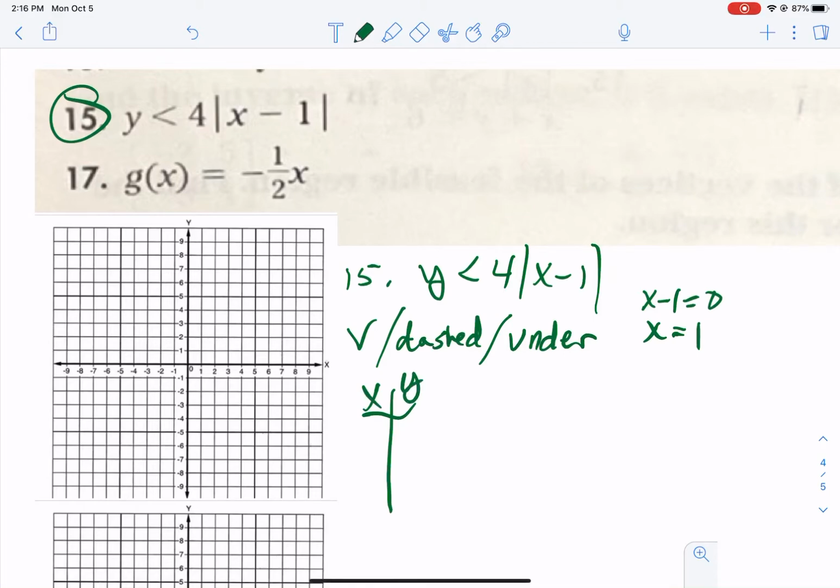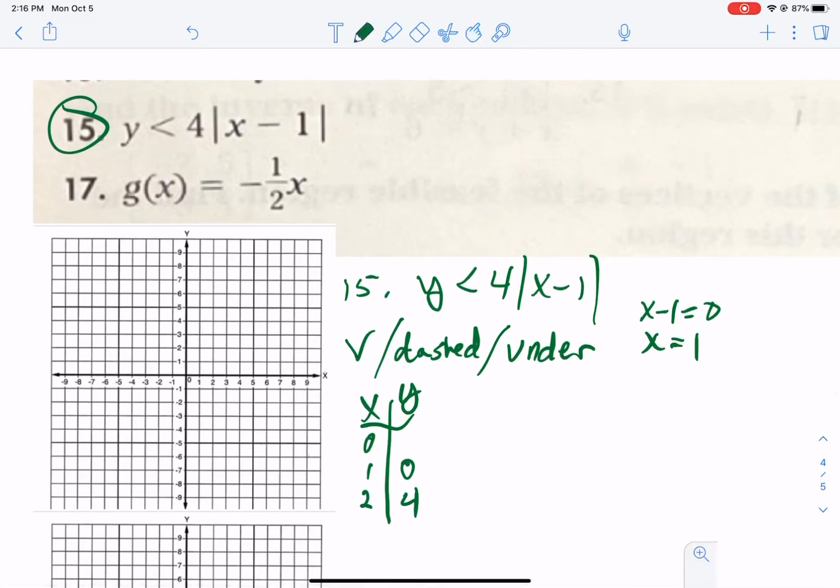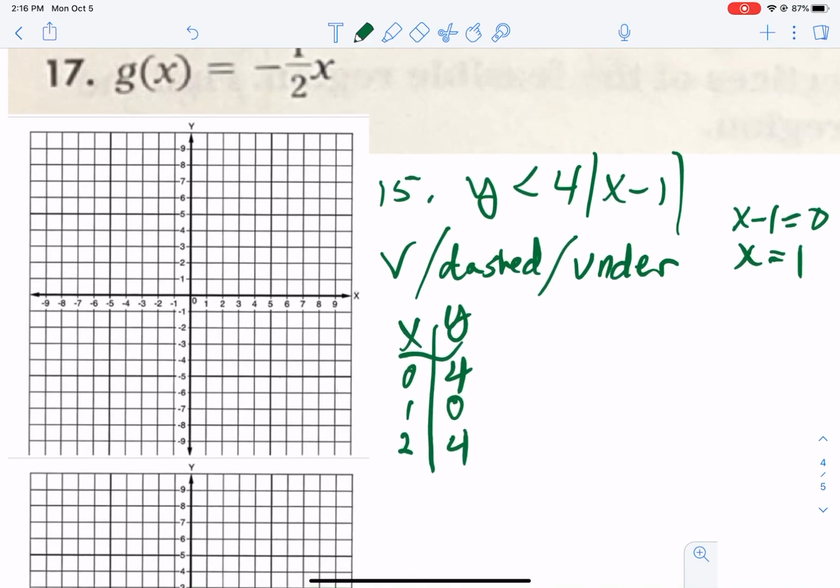So for an absolute value, you definitely want to plug in 3 points. The center, one above it, and one below it. So 0 is below it, and 2 is above it. If I plug in 1, I get 0. When I plug in 2, I get 4. When I plug in 0, I get 4. See that symmetry that I was talking about in that last problem? So the last absolute value.